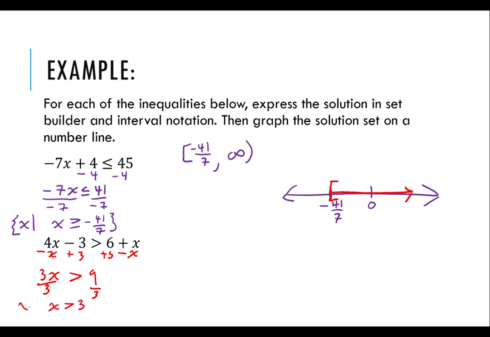Then if I want to quickly change that to set builder notation, that is the set of x's such that x is greater than 3. Then to make that interval notation, that is parentheses on 3 and everything to the right. So 3 to infinity with a parentheses on both ends. And then for our graph, let's put 0 here for reference and a 3. And then this goes from 3 with a parentheses and everything to the right.